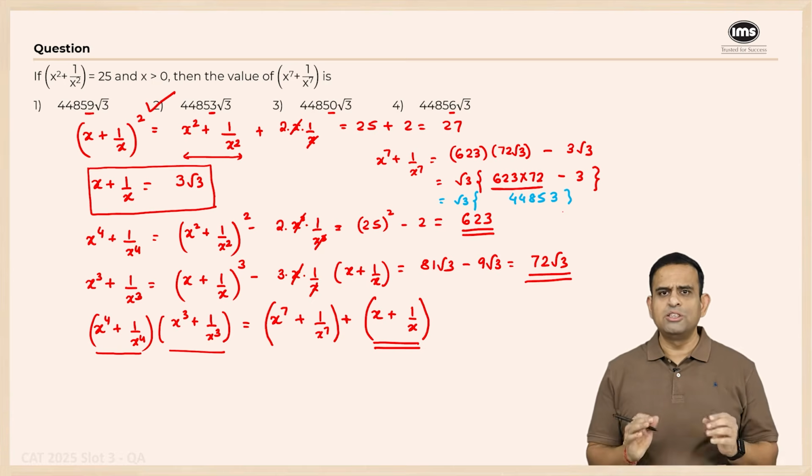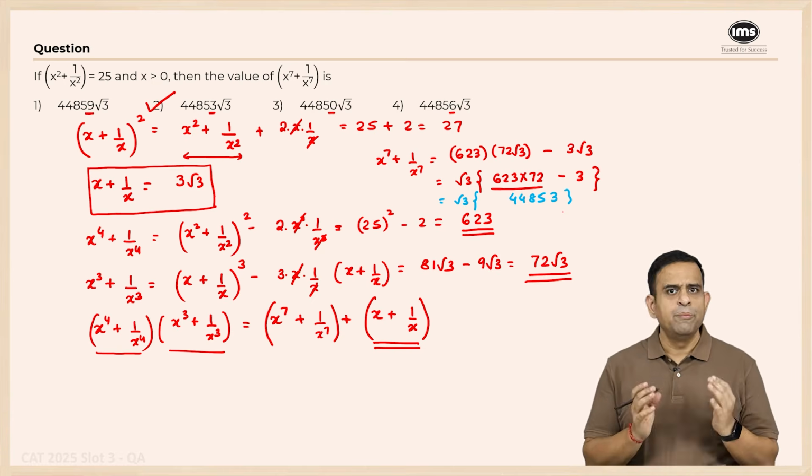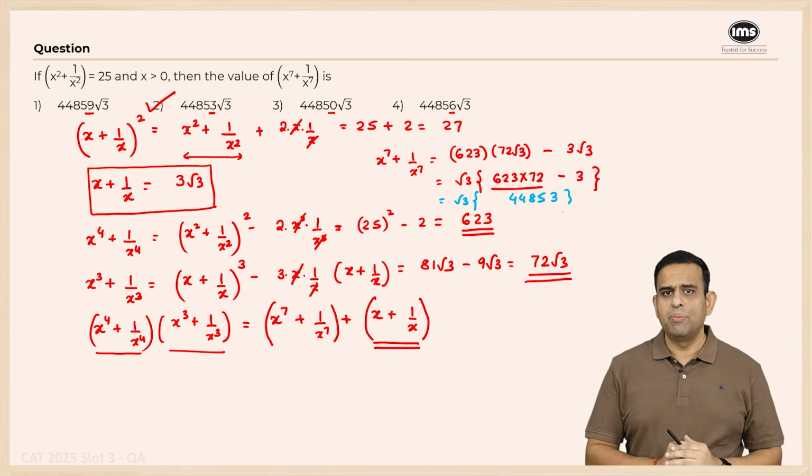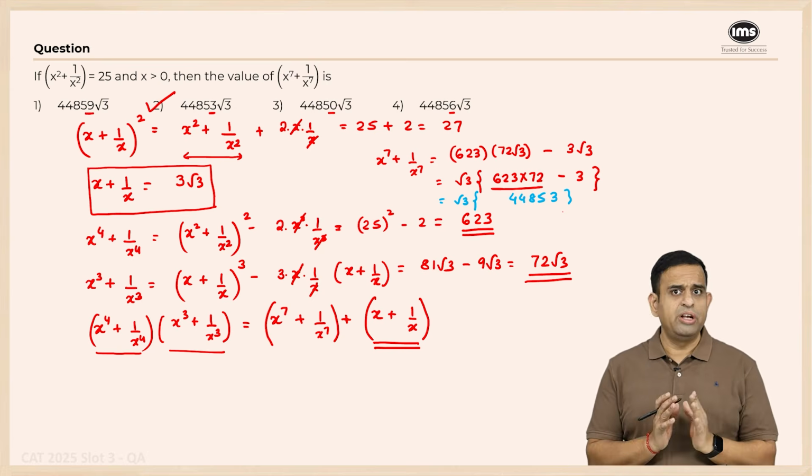So if you look at overall, this was not an extremely difficult question for people who know the formula pretty well. And yes, this won't be a type A for sure.